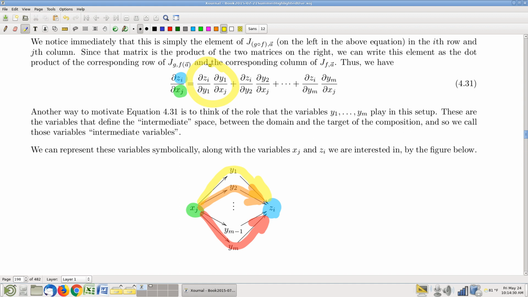And looking at this first term, we have first the factor that says partial of y1 with respect to xj. That says when xj changes a little bit, how much does that cause y1 to change? That's that first factor. And what do I multiply by that first factor? I multiply, per y1 change, how much does zi change? And that's the second factor, partial zi with respect to y1. We're on board.